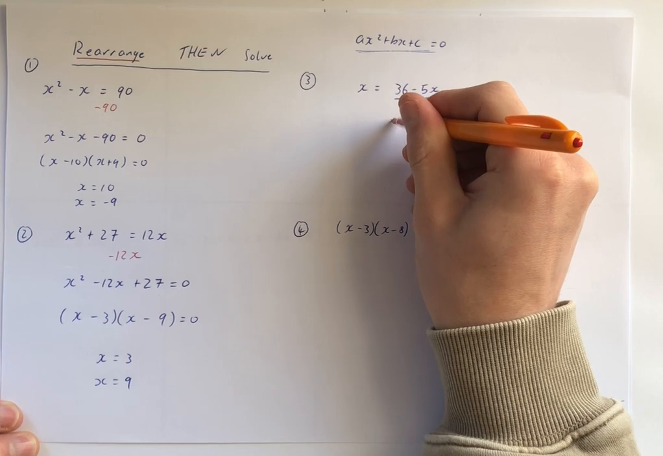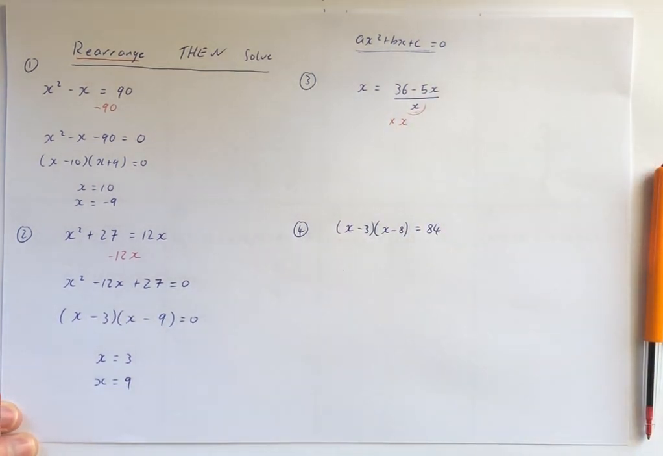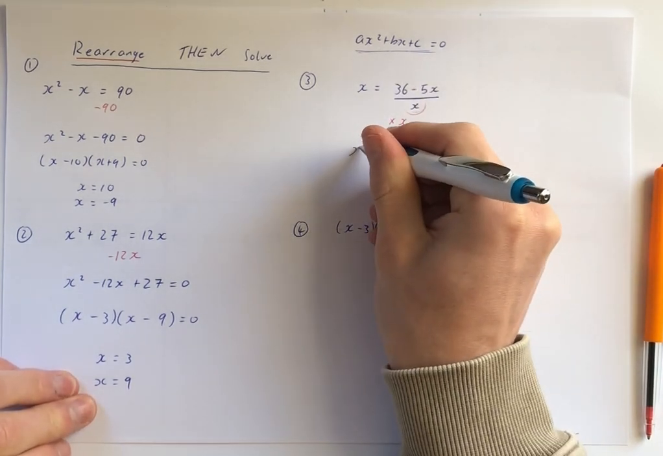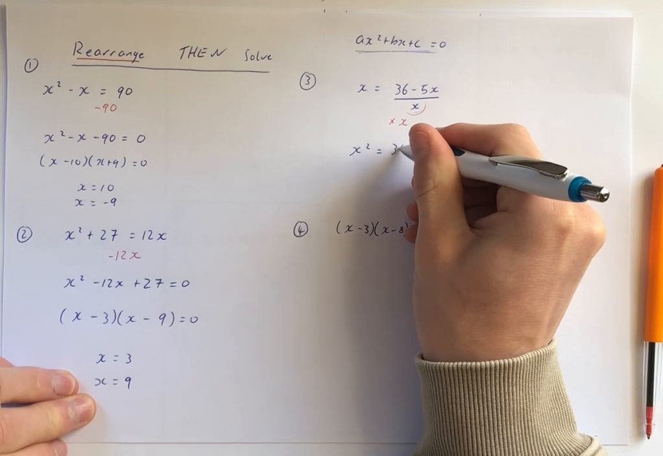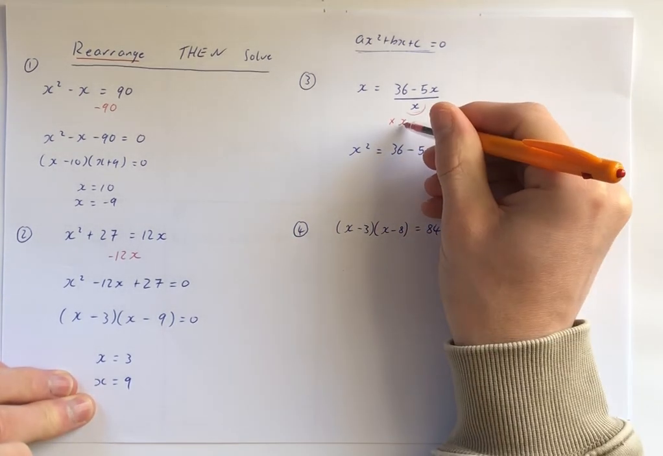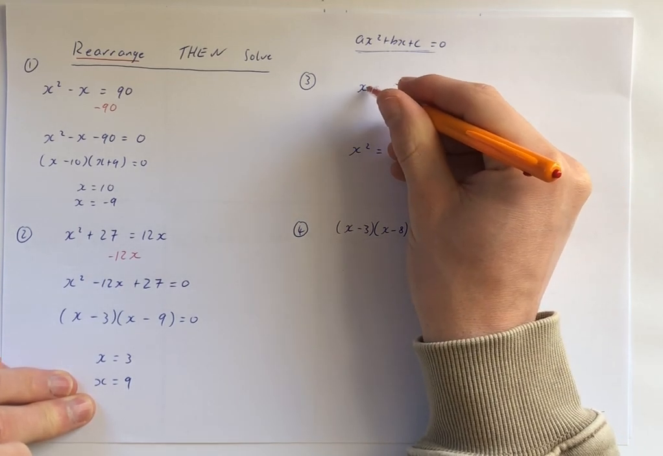Alright, we're going to multiply both sides by x. That's going to get rid of this. But what's going to happen to the left-hand side? It's going to get multiplied by x as well. So we now have x squared equals 36 minus 5x. By multiplying both sides, we've got rid of this denominator, and we've increased this to a power of 2.